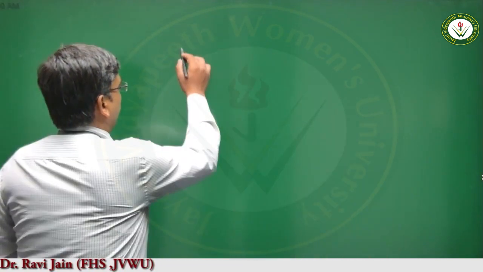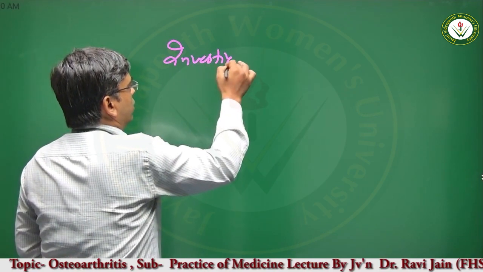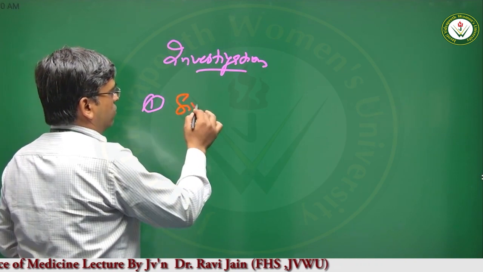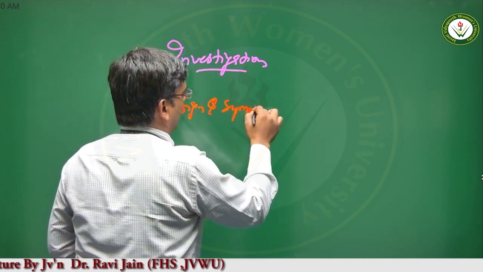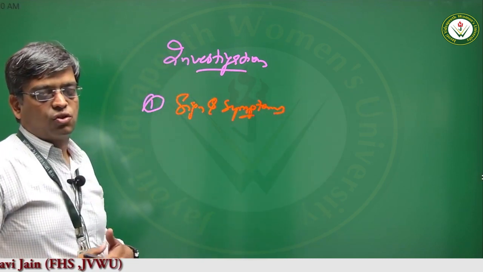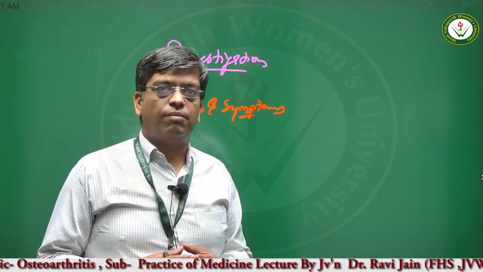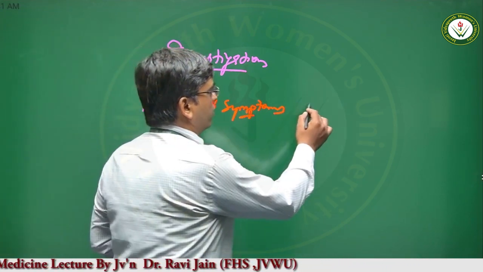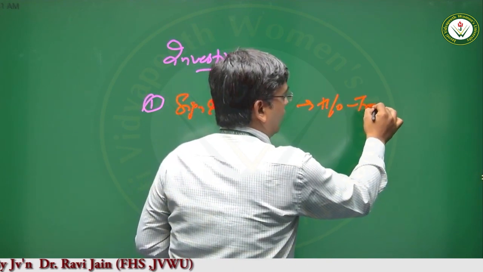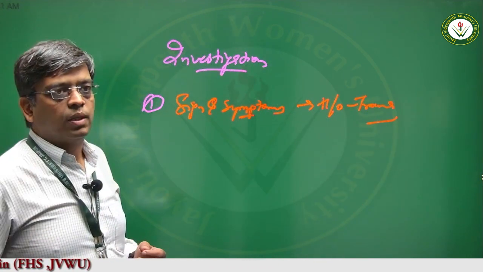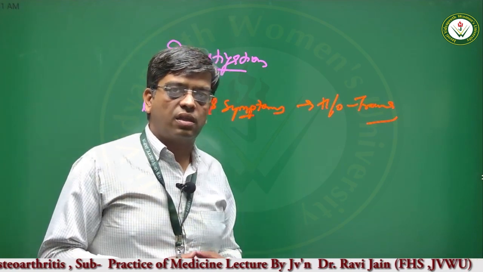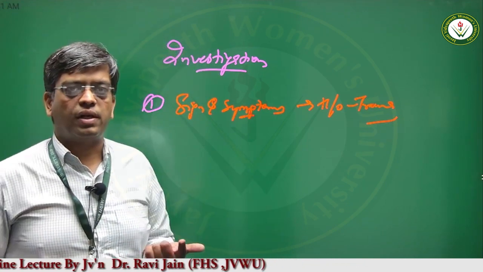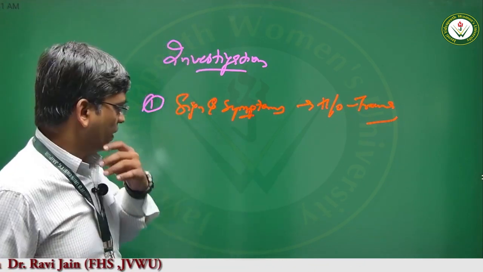Now, how to investigate a case of osteoarthritis? Number one, we have the signs and symptoms. This disease occurs late in age, so we usually don't find these symptoms of pain and stiffness in the early age groups. There is also a history of trauma or injury. After the injury, the joints are affected. Usually asymmetrical joints are affected in osteoarthritis. First of all, one joint is affected, then later on the other joints are affected.